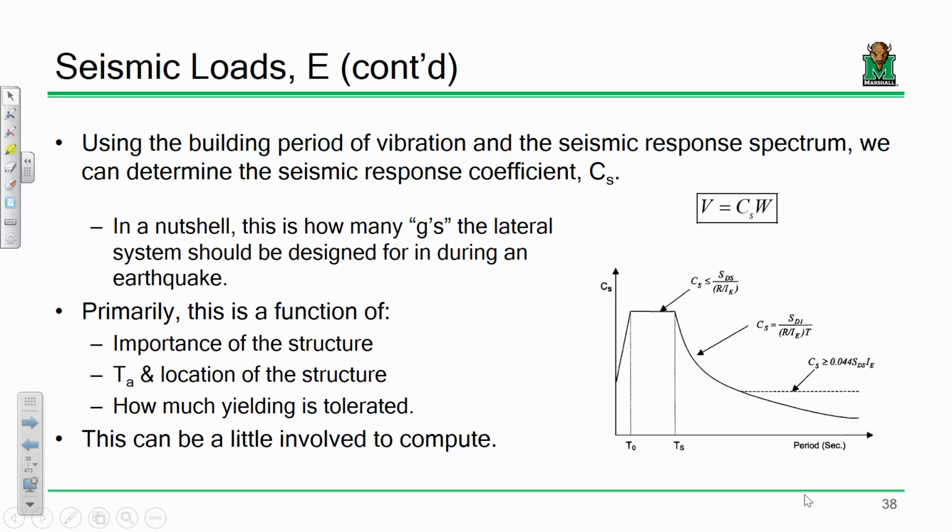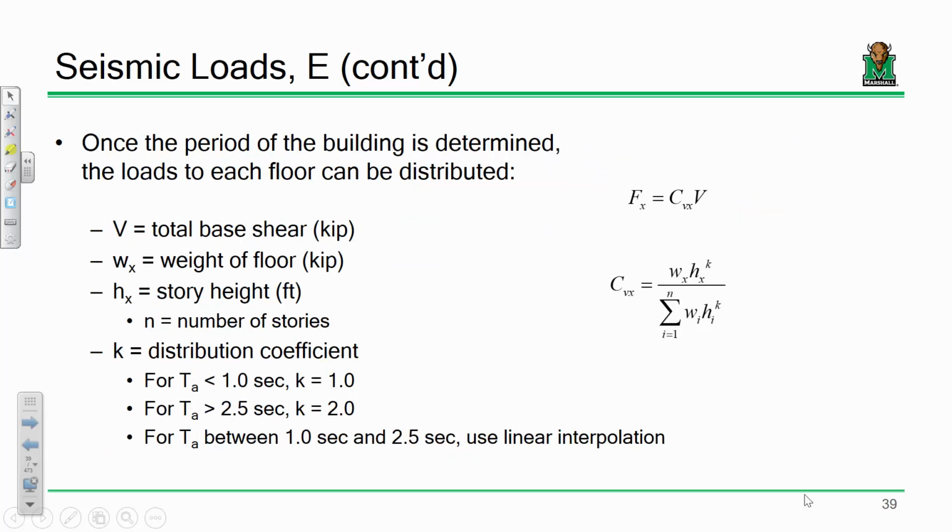And to be honest, I'm going to say that it's a little bit involved to actually go from the period of vibration to the Cs value. It's a little bit outside of what I want us to do in an undergraduate structural engineering course. If you took an earthquake engineering course or an advanced steel design course, we'd go through this in very, very significant detail. But we just don't have time for our purposes. I just want you to be aware of this.